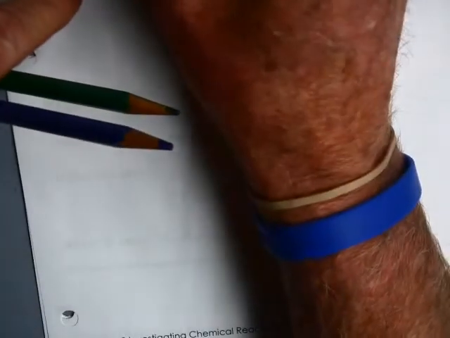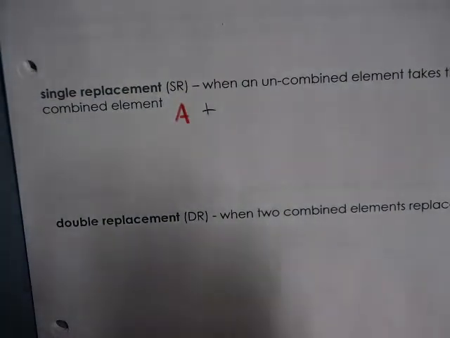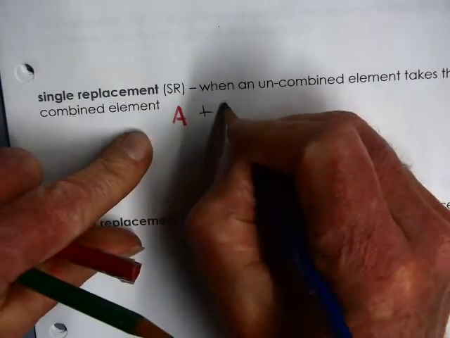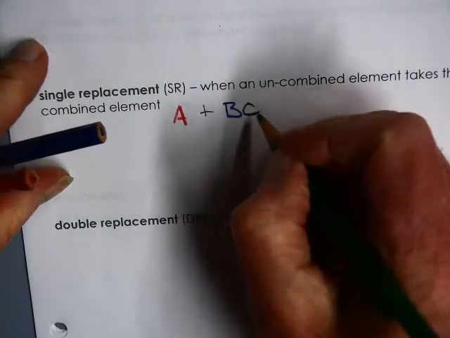Single replacement is where you have like A. Yes, thank you. You have like A plus B. Can we hand this page in at the end? No, this is your notes.